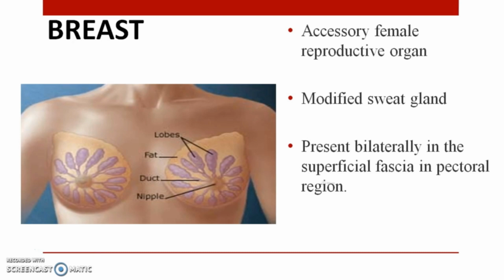As you already know, we have some layers present in our body. As I said before, in superficial fascia we have this mammary gland, and particularly it is present in the pectoral region. It has no distinct fibrous capsule present in it. So about mammary gland, these are the important things you have to note down. It is an accessory female reproductive organ, and it is a modified sweat gland, and it is also present bilaterally in the superficial fascia of the pectoral region, which has no distinct fibrous capsule.